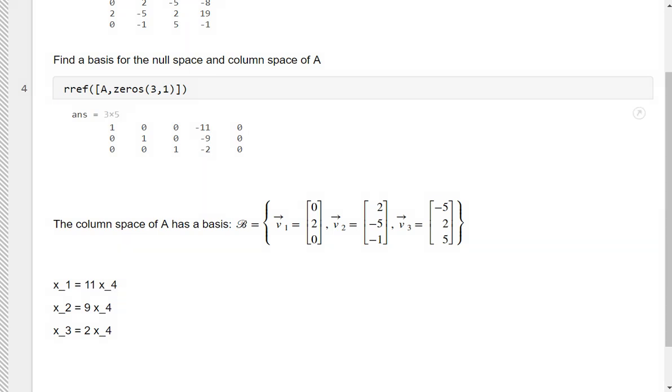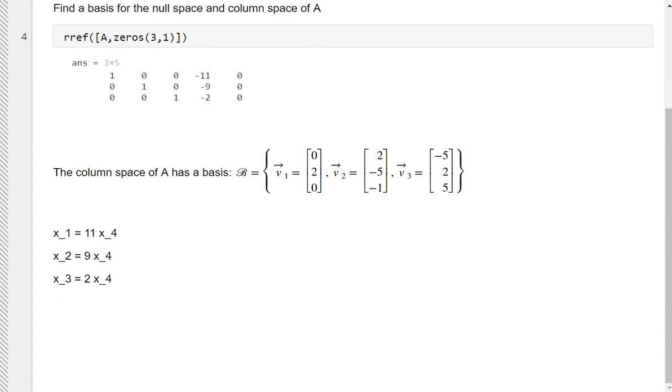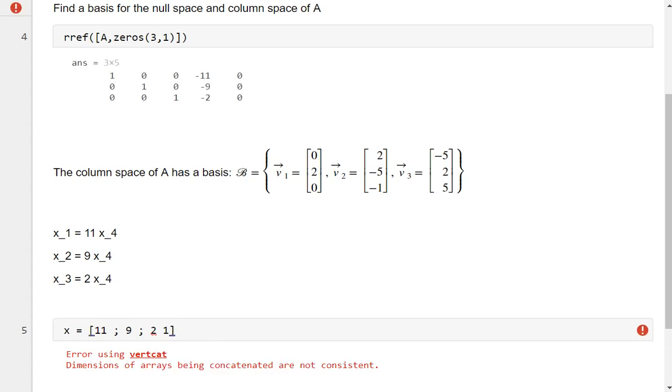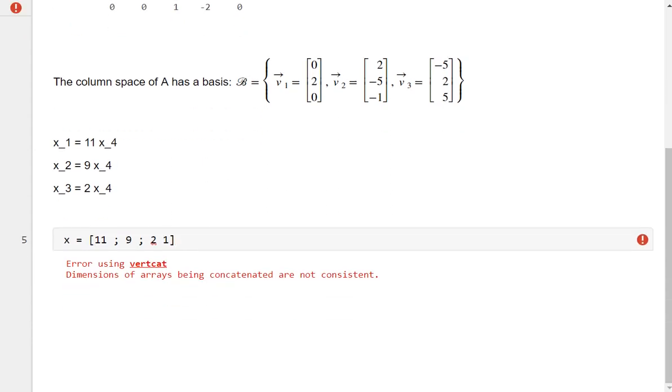So we're just doing some basic math. And so what this means is that we have a solution vector which is of the form: I need an 11, sorry, I need an 11, and then a 9, and then a 2, and then a 1. Sorry, I didn't have a semicolon in between the 2 and the 1. Okay, so that's going to be my basis vector. Why? Well, because every solution to the homogeneous equation has to have this form.